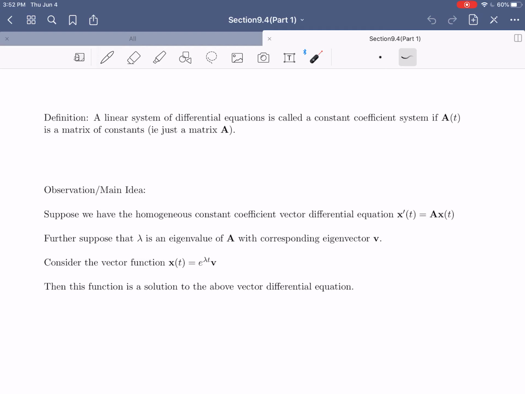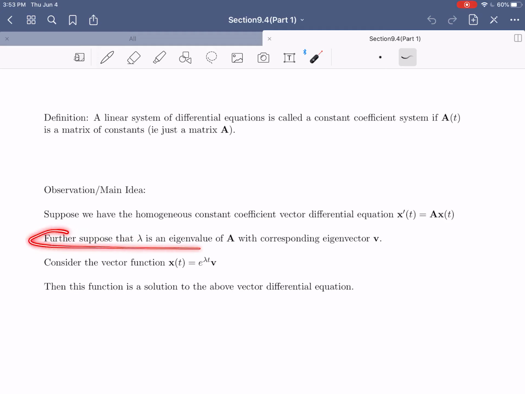The observation or main idea for solving these is something we hinted at back when we took our look at our first example of solving a system back in section 9.1. It's going to relate to the concept of eigenvalues and eigenvectors. So suppose we have a homogeneous constant coefficient vector differential equation, which you can write in general as x prime of t equals A x of t. Now notice I don't have to write A of t because we're assuming that it's constant coefficient. So this matrix A is just a matrix of scalars.